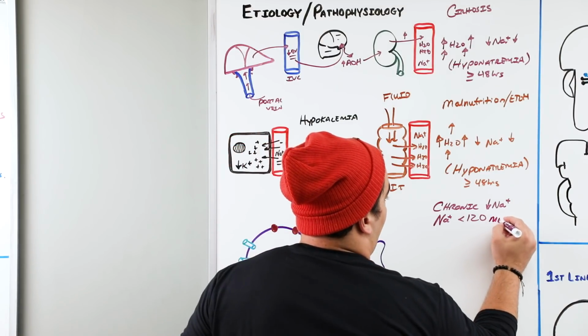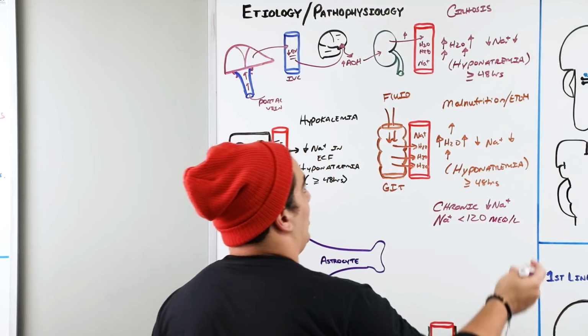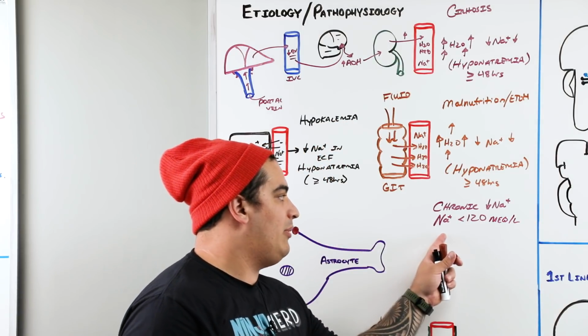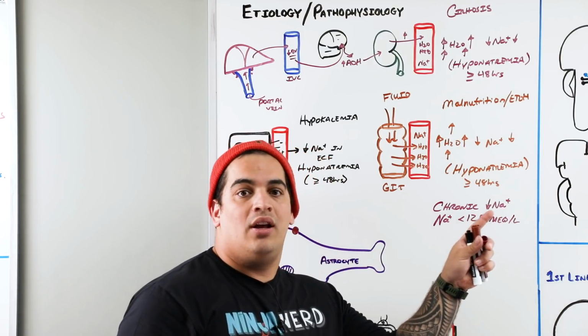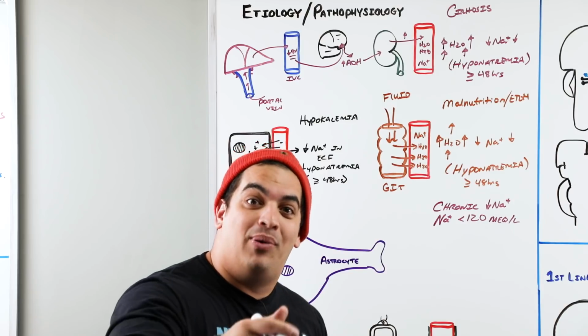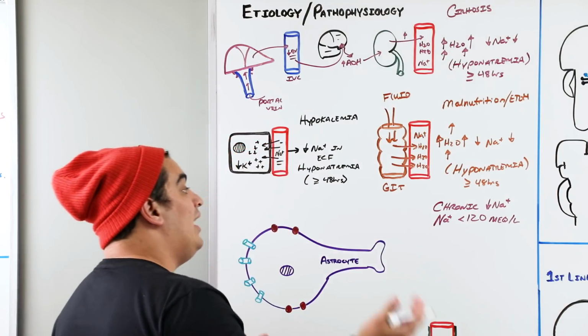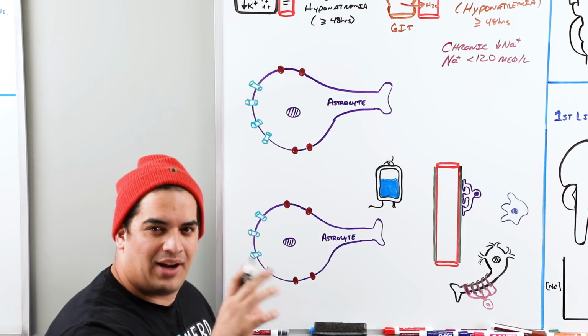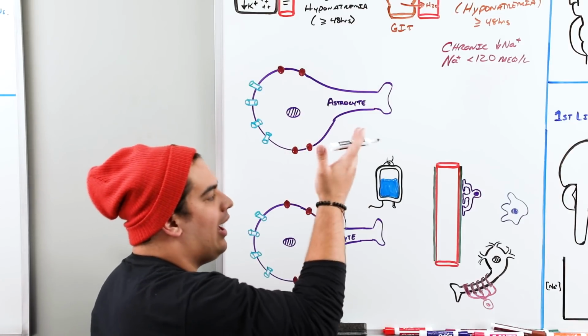Okay, so these are the big things I want you guys to remember. Again, cirrhosis, hypokalemia, malnutrition, alcoholism, and a chronic hyponatremia with a sodium less than 120, if they're greater than or equal to 48 hours, do not correct their sodium too quickly. But guess what? In some people, it gets corrected too quickly. What happens?